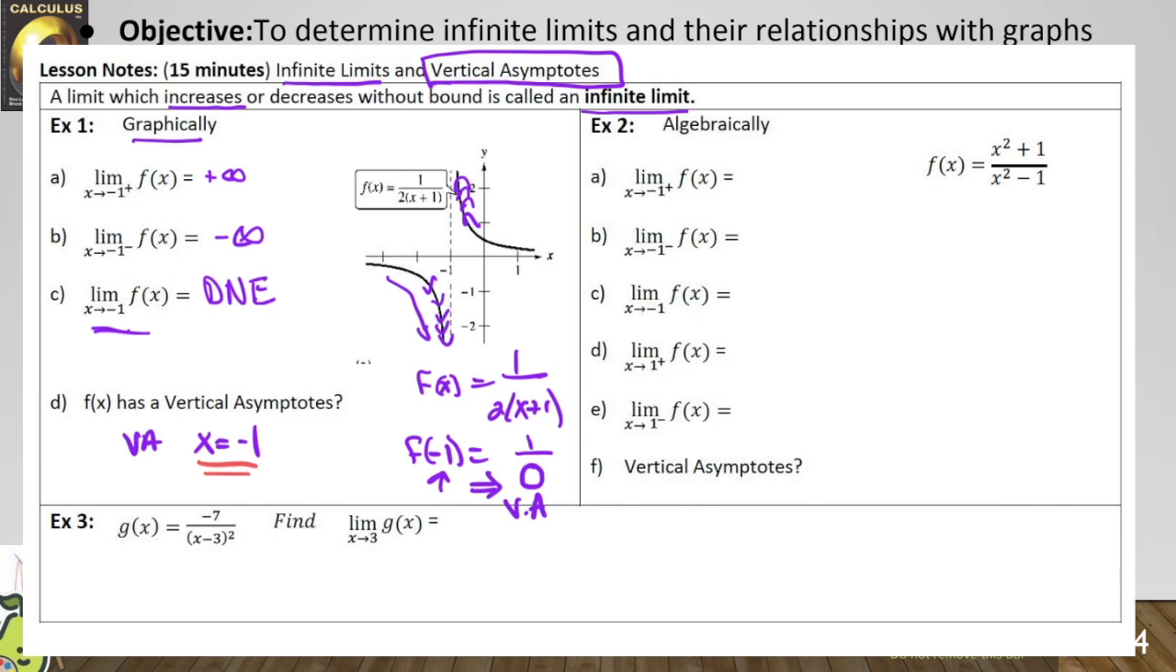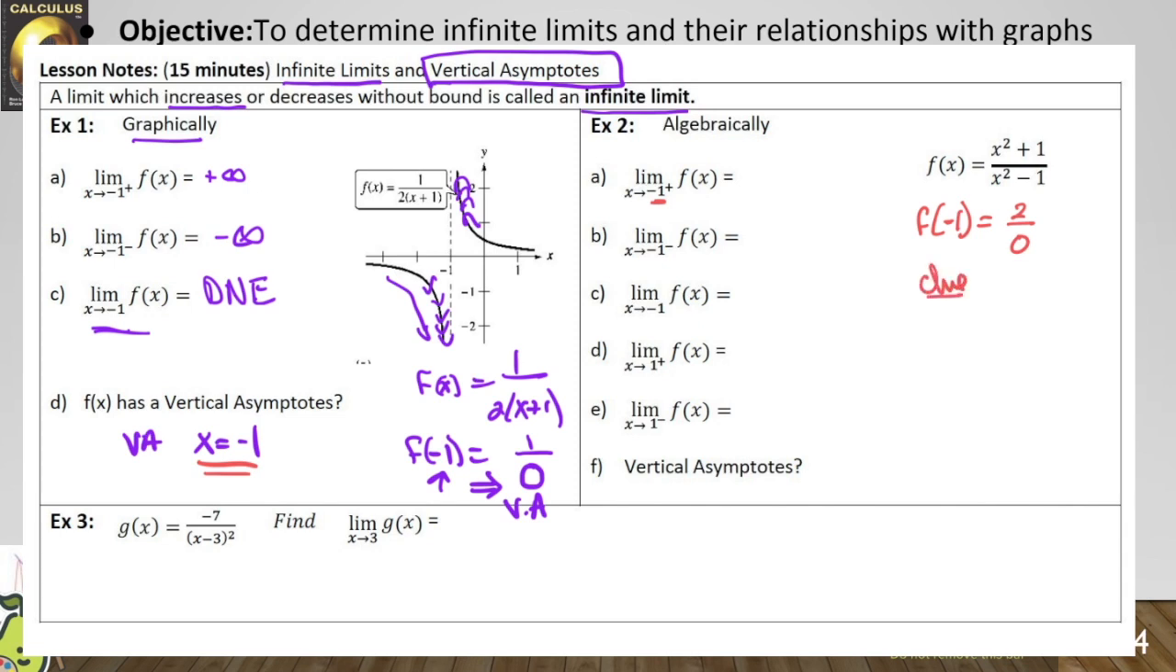Now, when we look at question number 2, look, no graph, you knew that was going to happen, didn't you? But let's see what happens. If I take the limit as x goes to -1 and I try substitution, f of -1, when I substitute, is 2 over 0. That's my clue.